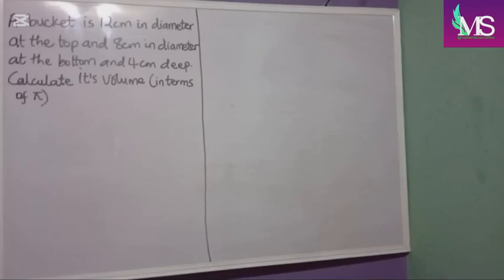Our next question says, a bucket is 12 cm in diameter at the top and 8 cm in diameter at the bottom and 4 cm deep. Calculate its volume in terms of pi. Now, what this simply means, we have a bucket.